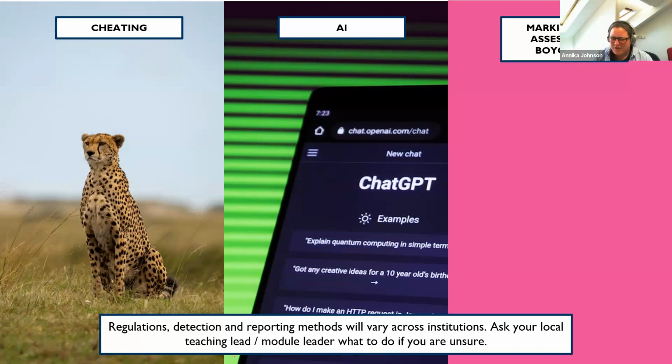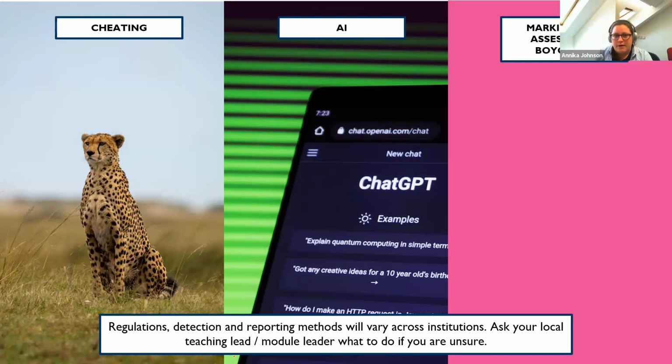I don't know if you saw it in the past few days, there's been a few news articles about universities dealing really badly with accusations of plagiarism and academic misconduct. So it's important that whatever you do is in line, at least, with whatever the institution's rules are.